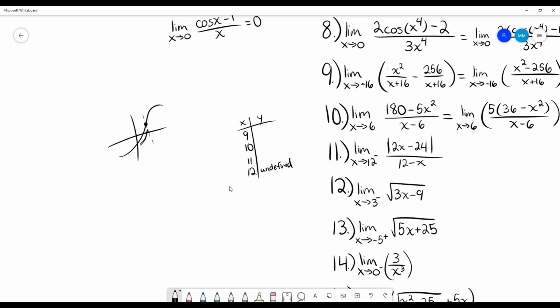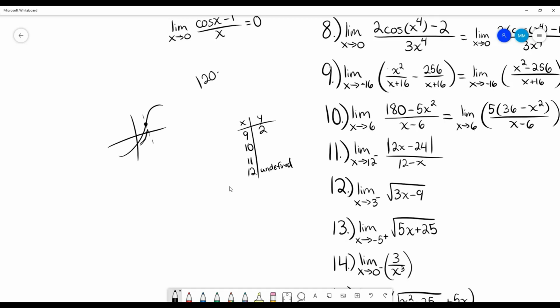And let's go ahead, let's see what happens when I plug in my 9. If I plug in my 9, that's going to be an absolute value of 2 times 9 is 18, minus 24, then over 12 minus 9, which is going to equal, let's see, that's going to be a negative 6, because absolute value, 3, which is a 2. Okay. The next bit, we're going to plug in our 10, so I get absolute value.